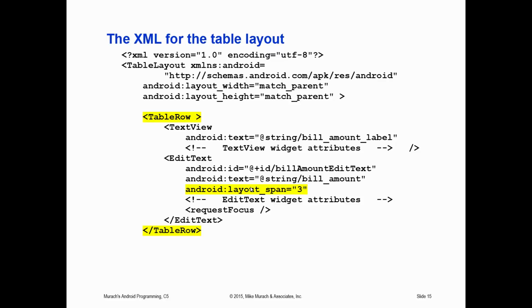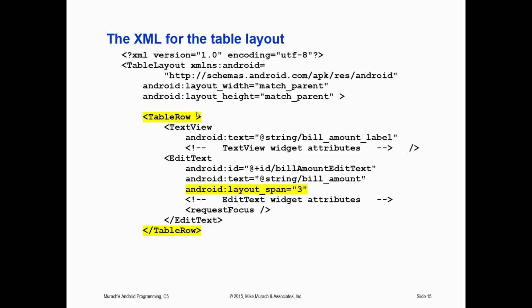Now, the table layout has advantages over a relative layout. When you use a table layout, you only have to provide the ID for the widgets that you need to use in your Java code. So for instance, the ones that just display text, we wouldn't necessarily have to put IDs in for. In addition, you don't have to provide layout attributes for positioning relative to other widgets. Rather, you just set the layout span accordingly.